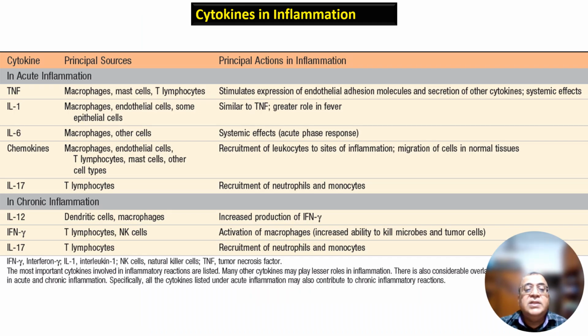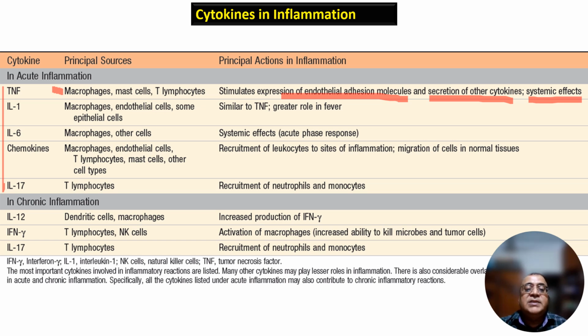The cytokines of acute inflammation are TNF, interleukin 1, interleukin 6, chemokines, and interleukin 17. Tumor necrosis factor is secreted from macrophages, chiefly mast cells and T lymphocytes. It stimulates the expression of endothelial adhesion molecules and also causes the secretion of other cytokines. It is implicated in the systemic effects of the inflammation also.